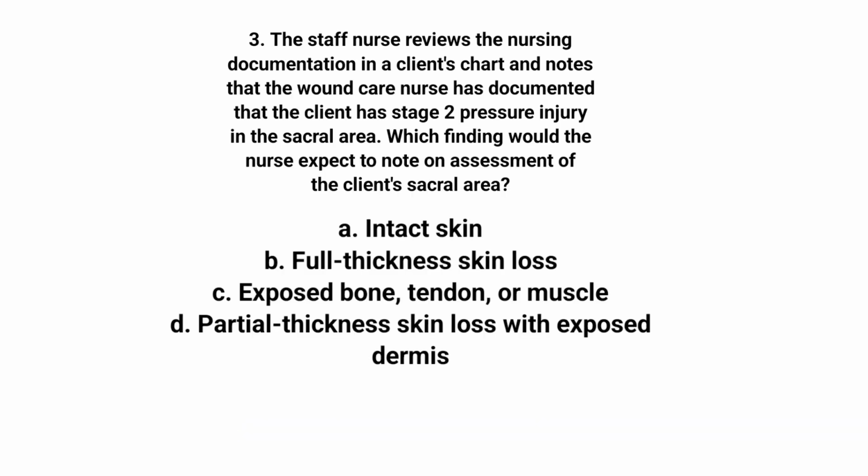Question number 3. The staff nurse reviews the nursing documentation in a client's chart and notes that the wound care nurse has documented that the client has a stage 2 pressure injury in the sacral area. Which finding would the nurse expect to note in an assessment of the client's sacral area? A. Intact skin. B. Full thickness skin loss. C. Exposed bone, tendon, or muscle. Or D. Partial thickness skin loss with exposed dermis. Correct answer is D. Partial thickness skin loss with exposed dermis.